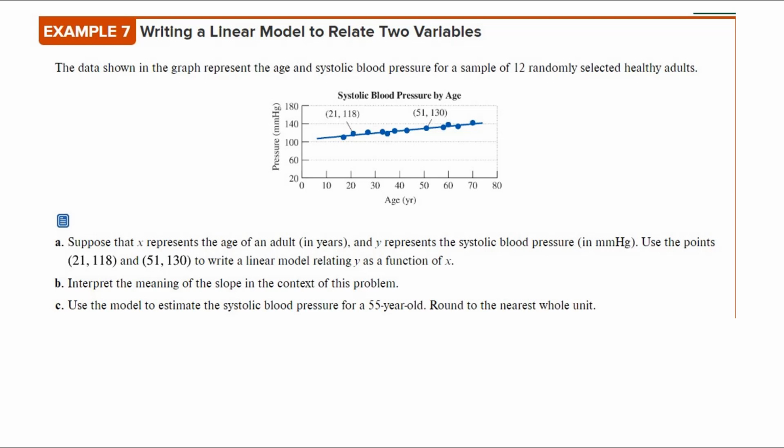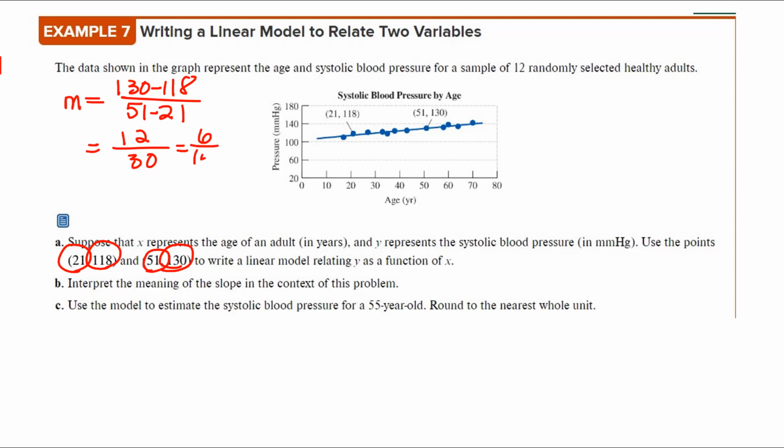And so we're just going to write the equation of a line given 2 points, 21,118 and 51,130. To do that, we will just find the slope of the line, and we will use the slope formula to do that. So we will write m, difference in the y's, 130 minus 118, over the difference in the x's, 51 minus 21. And if you add that all up, you've got 12 over 30, which is 6 over 15, which is 2/5. So the slope of the line would be 2/5.